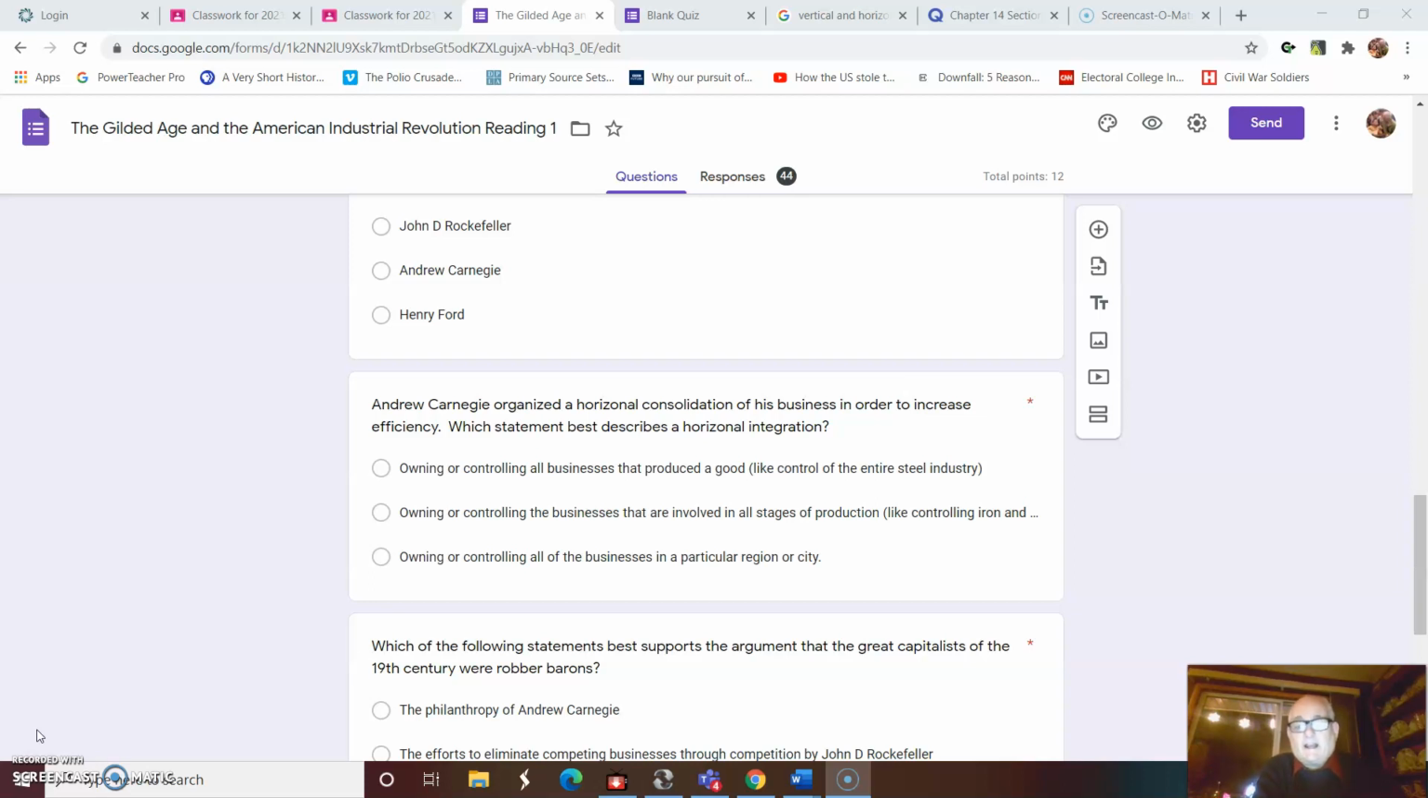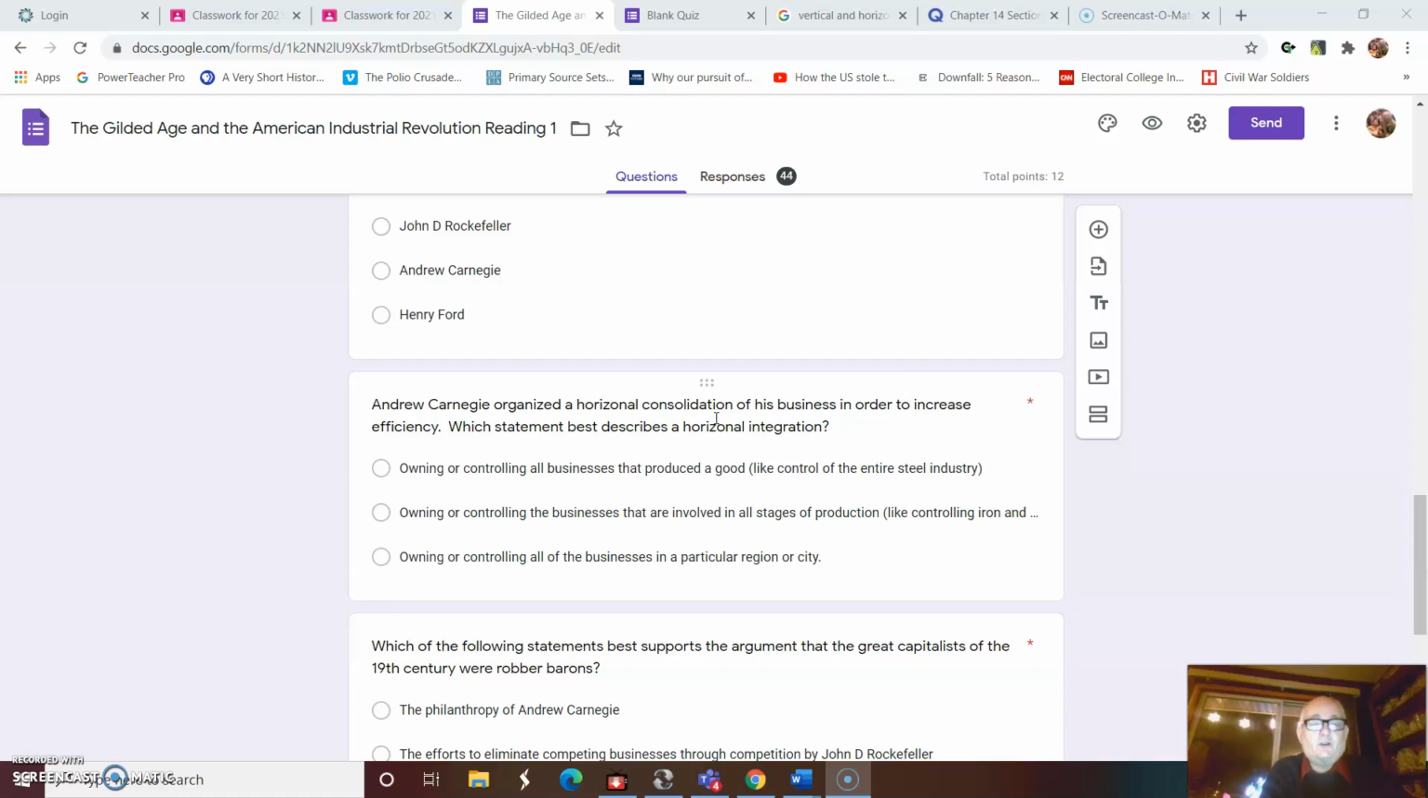Okay, there was a mistake I made. This is the test you took yesterday. This question here had an inaccuracy, and it's a good chance for me to clarify something. Andrew Carnegie organized a horizontal consolidation, and actually that's wrong. Andrew Carnegie's work was more of a vertical consolidation, where John Rockefeller, in the oil industry, worked out what was a horizontal consolidation. I want to clarify the difference between these two.